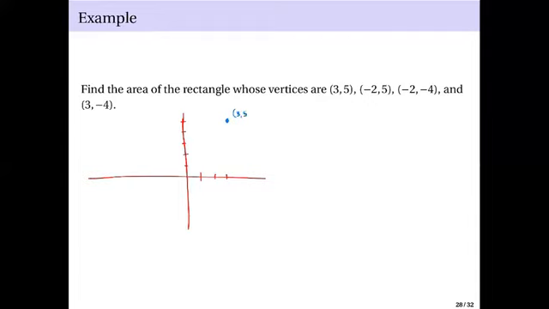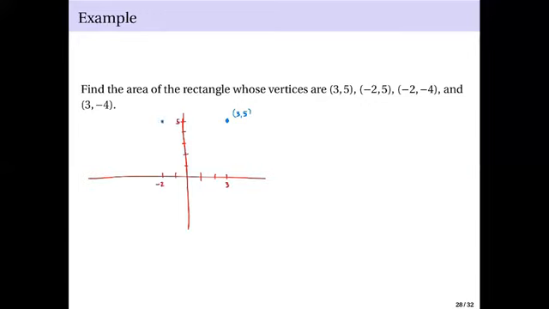3, 5. And then we need negative 2, 5. So we have here negative 1, negative 2. So again, let me just label this. And then this guy here, it's negative 2. So the point negative 2, 5, it's roughly here. So negative 2, 5. And then you have negative 2, negative 4.